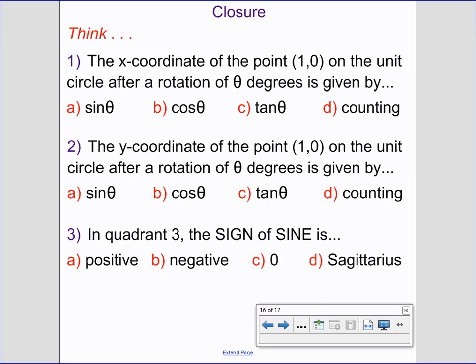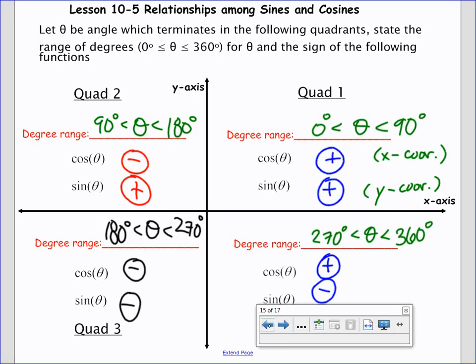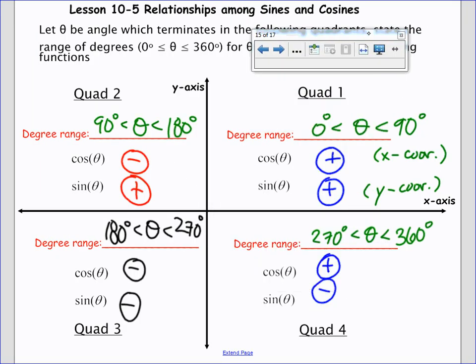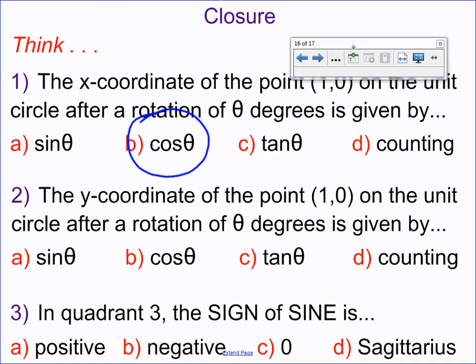Okay, enough time. Now let's share our answers. Number 1, the x-coordinate is based on which trig function? Hans? Sine. The x-coordinate is the cosine. The cosine is the x-coordinate, right? Take a look at our sine chart. Sine is the y-coordinate. No problem. Don't get down on yourself. I believe in you. The y-coordinate after rotation of theta degrees is, Joe? Sine. Absolutely. Good job.